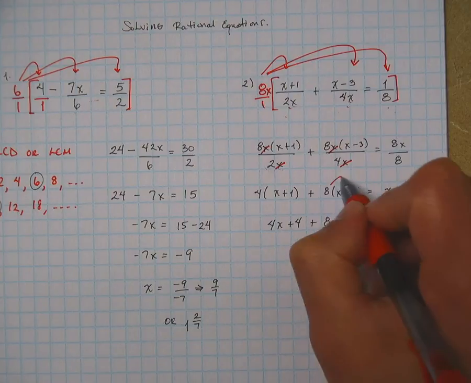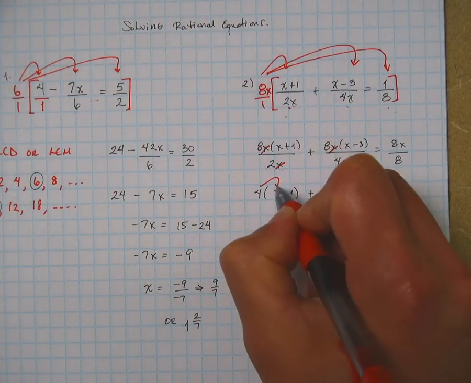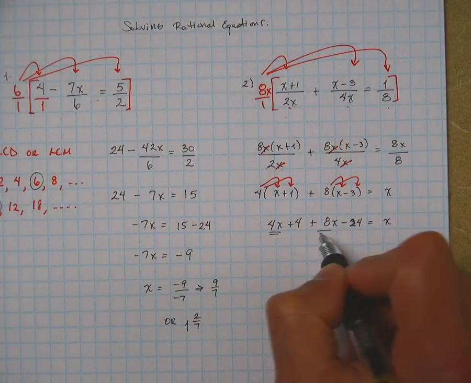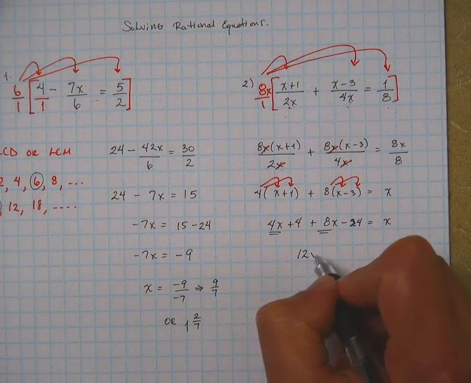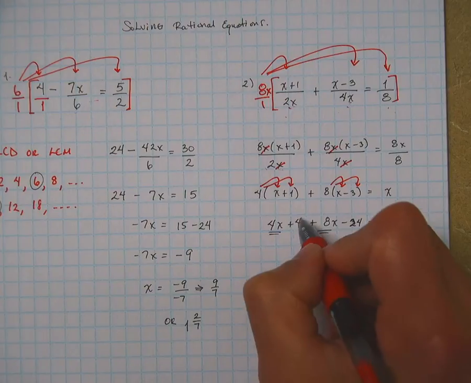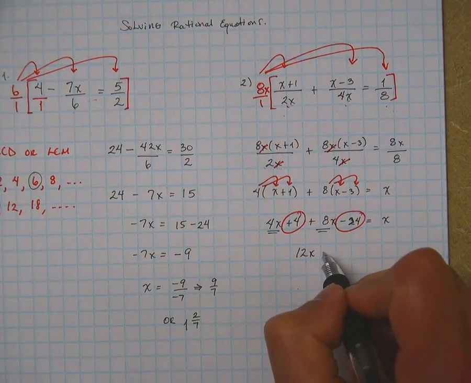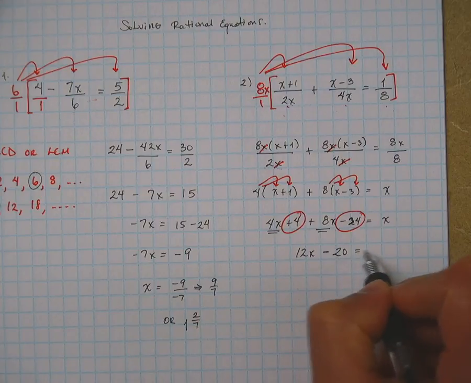Okay, so very important, guys. Multiply these out here in the back. Now I can combine like terms. Well, I have a 4x and a positive 8x. That's going to give me 12x. And then I have a positive 4 and a negative 24. That's going to give me a negative 20.